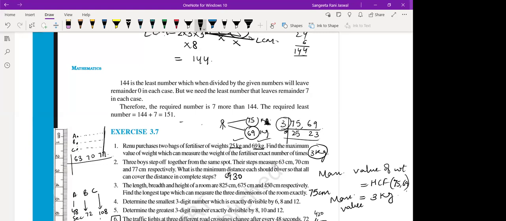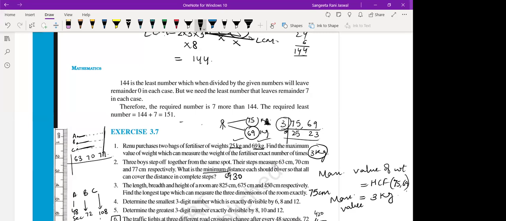So in that case, see, one person is taking the step which is 63, then 70 centimeters, then 77 centimeters. So the least distance that they will cover will be the LCM. See, words like maximum, minimum, with the help of these words, you decide what you have to find out in the question. Here in the question it was maximum, but you will get some more questions where the word maximum or minimum is written and you are taking LCM. So there you need to understand the language of the question also, what is being asked in the question.